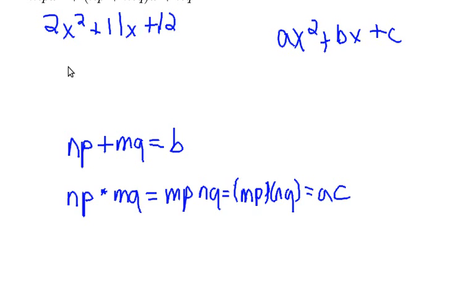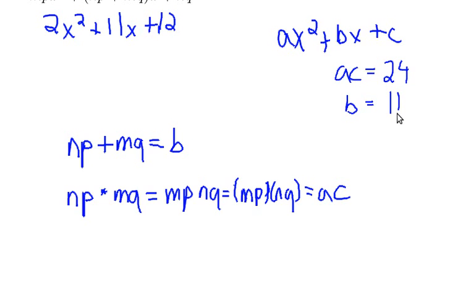Well, ac is equal to 2 times 12, which is 24. And b, of course, is equal to 11. So we need two numbers that multiply to make 24 and add to make 11. So let's try 6 and 4. 6 and 4 multiply to make 24. Do they add to make 11? Well, no. 6 plus 4 is 10. So let's try 8 and 3. 8 and 3 multiply to make 24. They add to make 11.